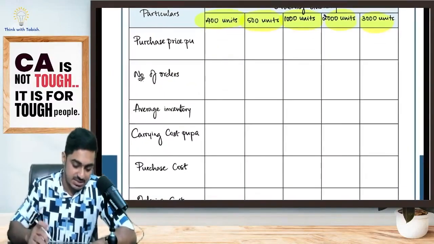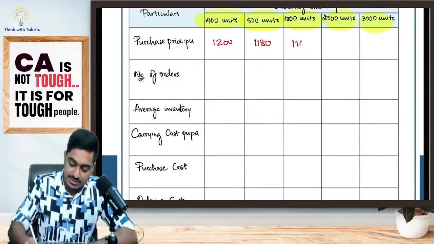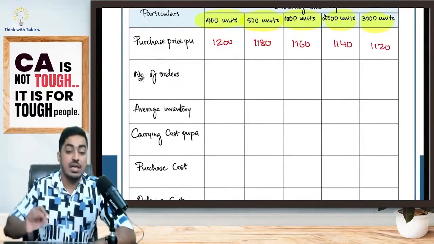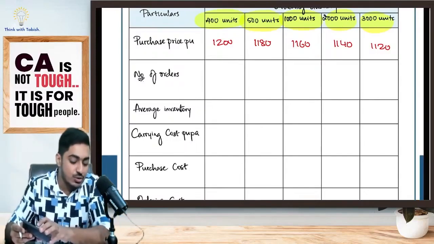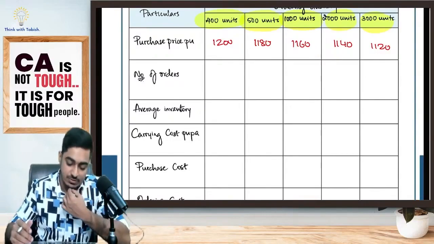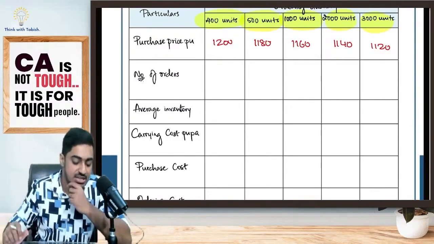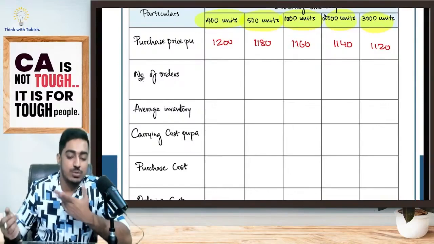Okay, purchase price. If I'm buying less than 500, it is 1200, 1180, 1160, 1140, 1120. How many times should I order? Tell me, students, in 1 year, totally how much do I want? The annual requirement of material is 5000 tons. Ordering cost is 1200 per order. Stock holding cost is 20%. Calculate the most economic purchase level.